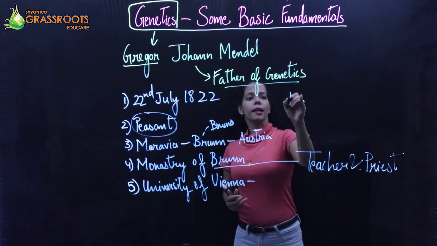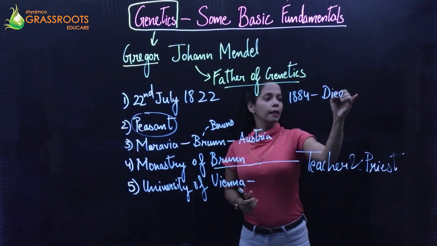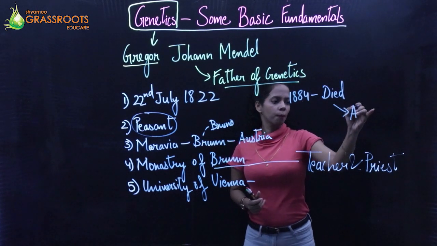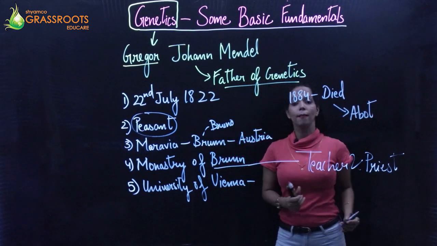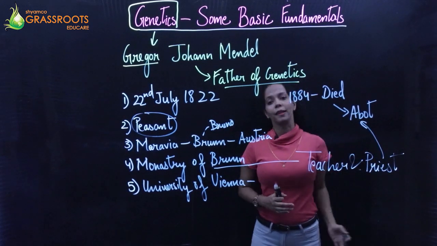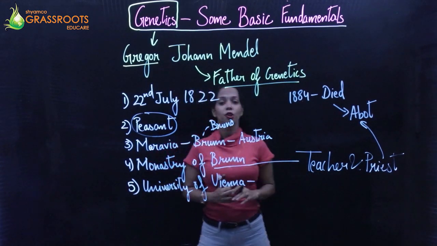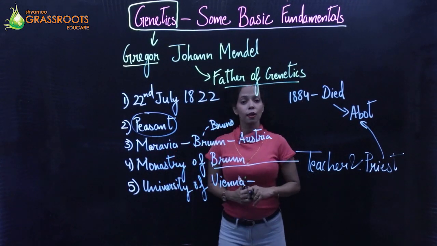But in the year 1884, he died. He died as an abbot. You have to remember, he died as a famous teacher and abbot. Abbot is a person higher than the priest. So this is all about Gregor Johann Mendel, who laid down the foundation of genetics, known as the father of genetics.